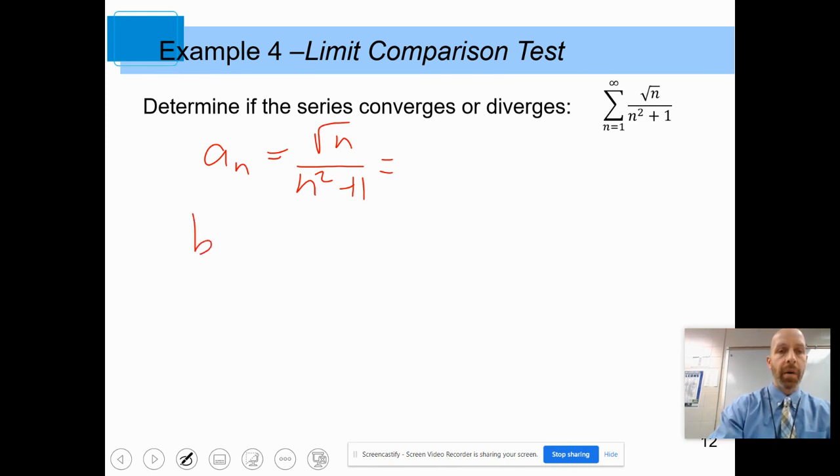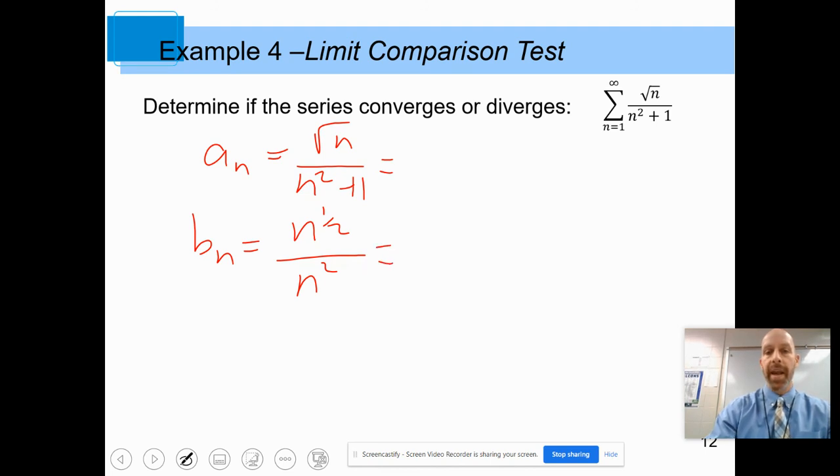Now let's try to figure out what b sub n is. So here's what I'm going to do for b sub n. I'm going to say that the top is still n to the 1/2. But the denominator, instead of saying it's n squared plus 1, I'm just going to make it n squared. So this is now going to be able to be reduced to 1 over n to the 3/2. Okay?